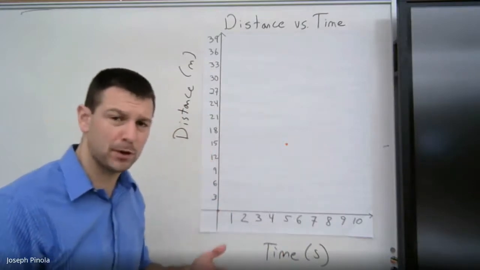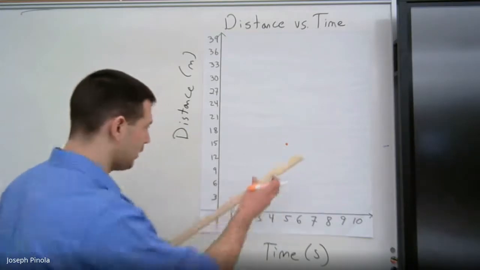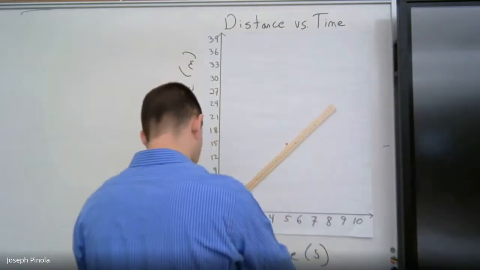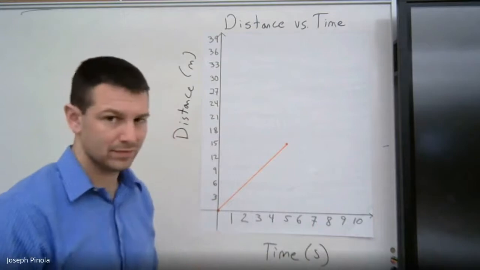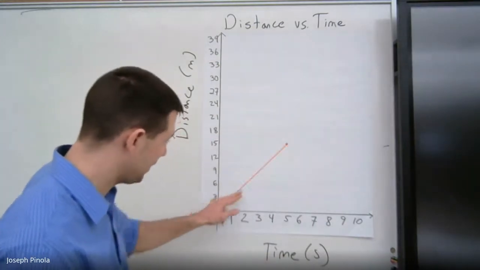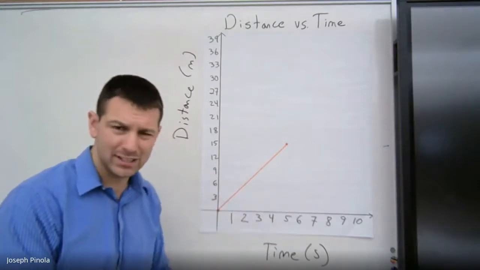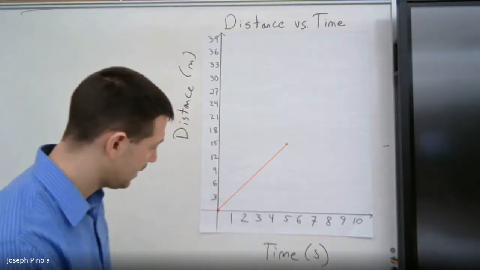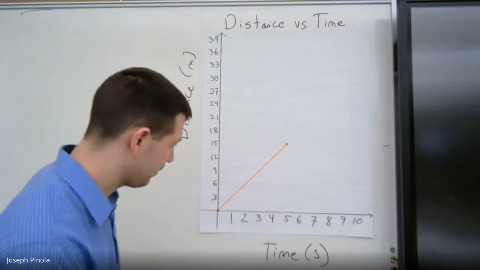We know that the first part of the car's motion was done at constant speed, and so therefore I can use a single straight line to show that motion. If I wanted to, I could find the car's speed during this time by finding the slope of the line. However, that's not my focus right now. Instead, I'm going to continue graphing. And that's because the car continued to move in this way.